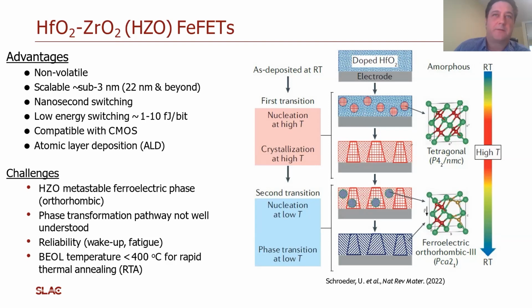Challenges include the HZO ferroelectric phase, which is a metastable orthorhombic phase, and there are numerous competing structural phases with ground state energy separated by only tens of meV. The phase transformation pathway is also not well understood. For example, as highlighted by the figure on the right, one proposed pathway involves the nucleation and crystallization at high temperature of a non-ferroelectric tetragonal phase, and then the nucleation of a ferroelectric orthorhombic phase as the sample cools. Reliability, which can be impacted by the volume fraction of structural phases present, is also an unresolved issue. Finally, for back end of line integration, high performance devices must be achieved under strict thermal budget requirements. Next slide, please.